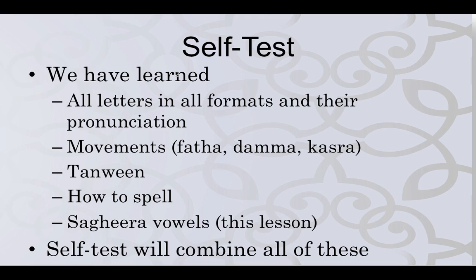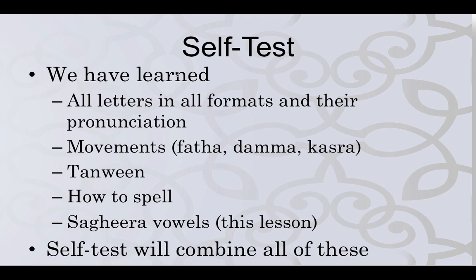And in this lesson, I've showed you the Sagheera vowels, all 3 Sagheera vowels, which were the Alif Sagheera, the Waaw Sagheera, and the Ya Sagheera. And the self-test for this lesson will combine all of these. What I mean by that is there will be words on the self-test that will combine all of these. You will be required to read the letters in all formats and their pronunciation, the movements, the tanween, how to spell them, and to recognize the Sagheera vowels, and how to combine to make the words correctly. And all of this will be on the self-test.